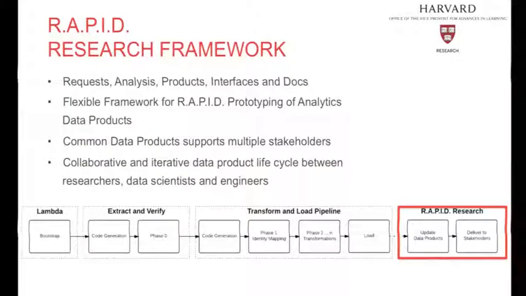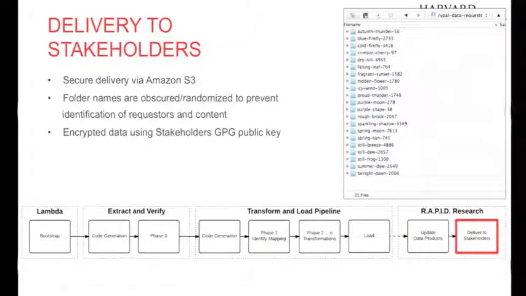The next part is this rapid research framework, which comes after the ETL pipeline. What this does is allow us the flexibility to customize data requests and use them to ask questions of the data once it's in the database. We can provide either de-identified data or identified data based on the data request. And once that's satisfied, we can deliver the data to the stakeholders.